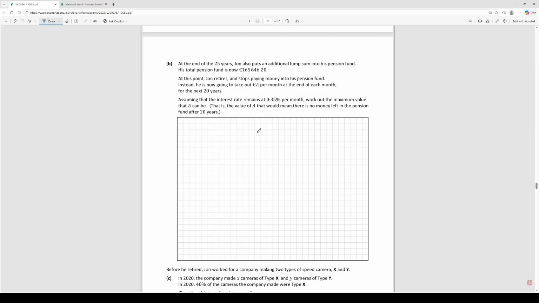So at this point, he retires and stops paying money into his pension fund. Instead, he's going to take out €A per month at the end of each month for the next 20 years. Assuming that the interest rate remains at this, work out the maximum value that A can be.